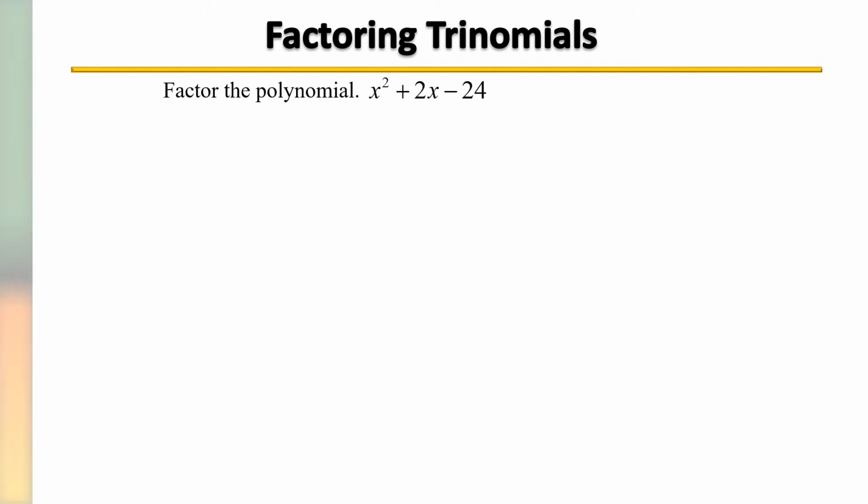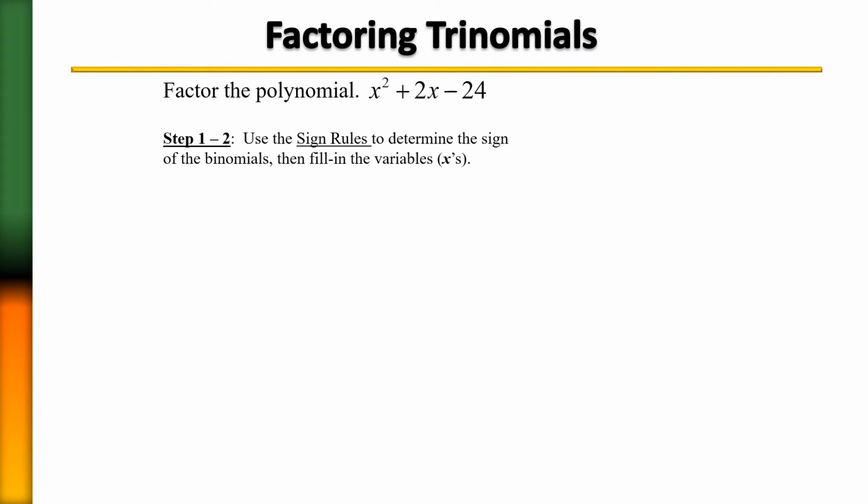Okay, let's do this example. Step 1, see if there's a GCF, and no, there's no GCF, so we proceed with the sign rules. Remember, if the back end is a negative, the signs are different. Our middle term tells us the sign of the larger number, so this is saying make sure that the larger number is the positive, which means by default, the smaller number is going to be the negative one. So we know it's going to be x plus something, x minus something.